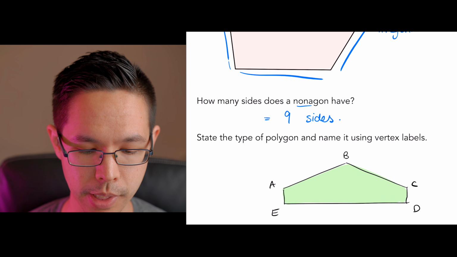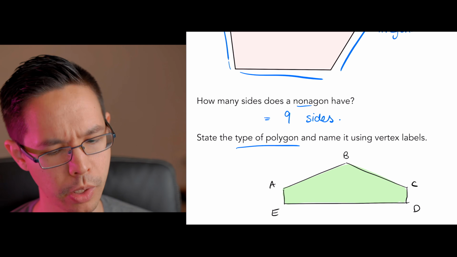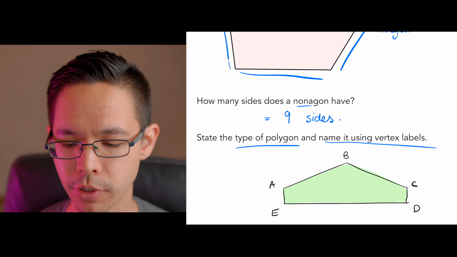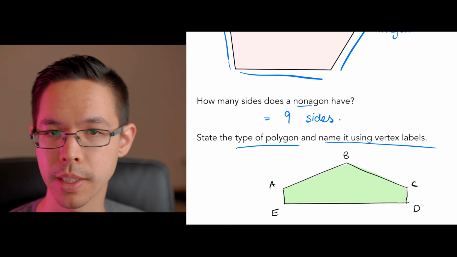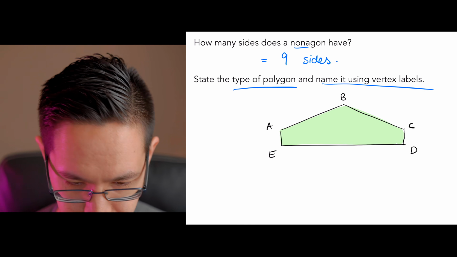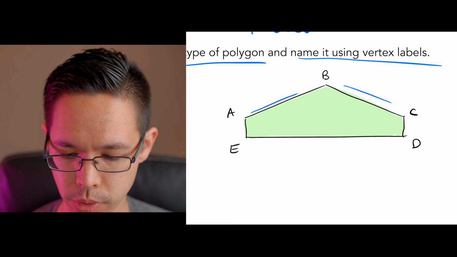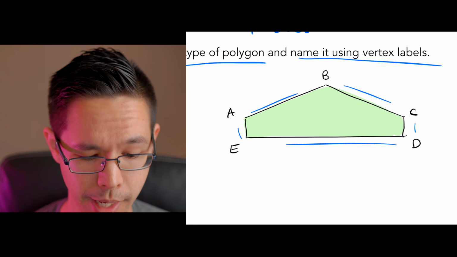And here's one more, so state the type of polygon. So type of polygon, that's a bit vague, but we can work on that. And name it using vertex labels. Okay, so we know we have to do things like triangle ABC, for example. Let's give it a shot. Well, let's go with number of sides. 1, 2, 3, 4, 5. So we're looking at a pentagon.